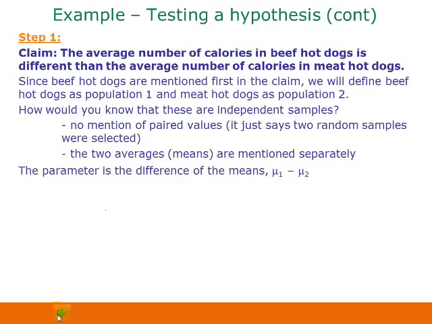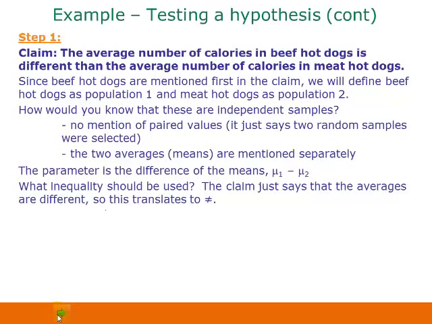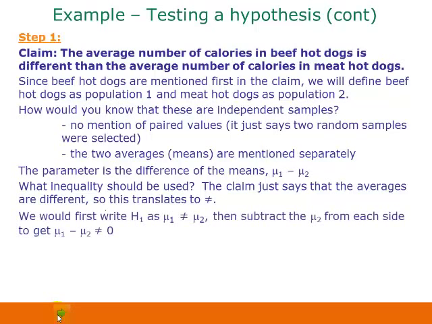And the 2 averages are mentioned separately. So our parameter is the difference of the means, mu sub 1 minus mu sub 2. What inequalities should we use? The claim just says that the averages are different. It doesn't say anything about less than or more than, so this is just going to translate to a not equal to. We would first write our alternative hypothesis as mu sub 1 is not equal to mu sub 2, and then subtract the mu sub 2 from each side to get mu sub 1 minus mu sub 2 is not equal to 0.